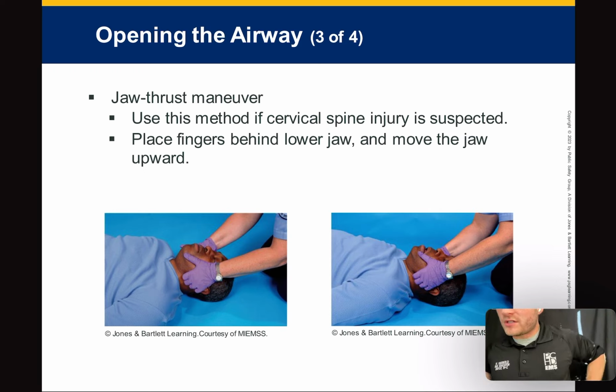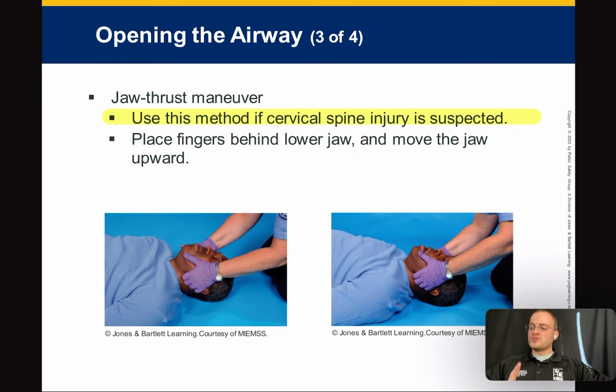So this is a test question coming, I promise, okay? If someone has a cervical spine injury, we do the jaw thrust. Do not pick head tilt chin lift. You cannot hyperextend a broken neck, or you can, but we don't. Okay, so place the fingers behind the lower jaw, and you're going to move the jaw upward. This will make more sense when you do this in the lab on an airway mannequin.